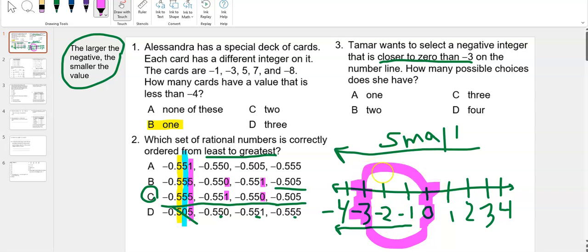Okay, and if you take a look at this, you can see that there are 2 numbers here, -2 and -1. Those are closer to 0 on the number line than -3. So our answer would be B. Okay, we've got 2 choices there.